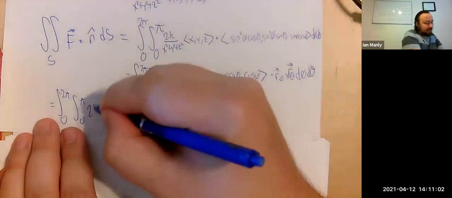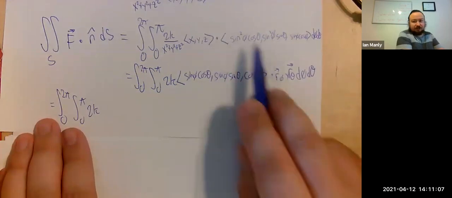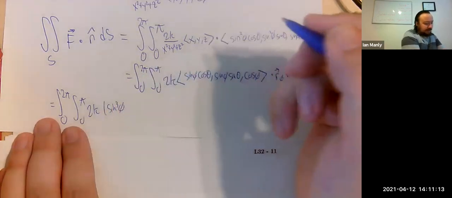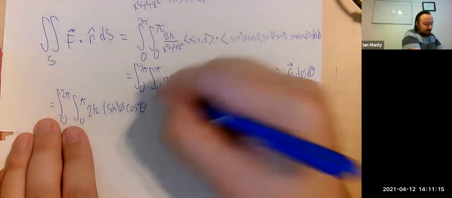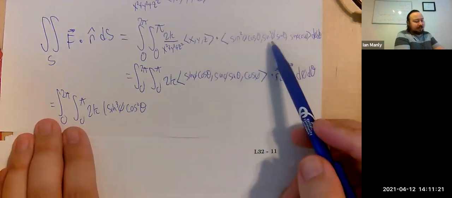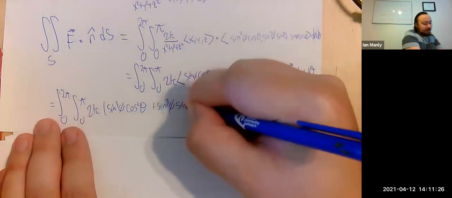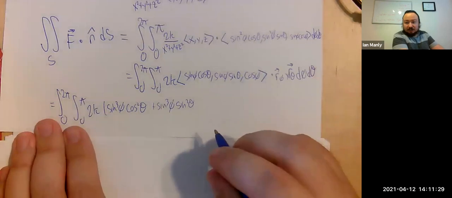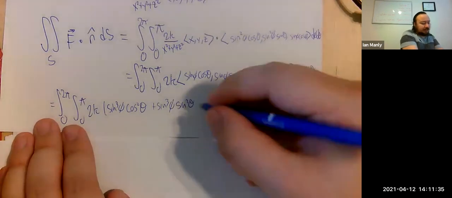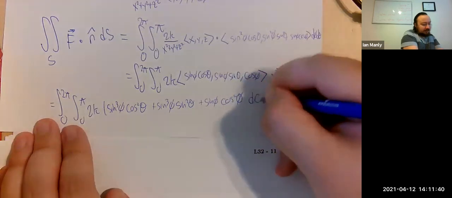So let's see, I have this 2k here, and then I have sine of phi cosine of theta dotted with this right here. Remember, this is the first component of that. So we have sine cubed of phi cosine squared of theta. That's this dot this. Then we have sine of phi sine of theta dot sine squared of phi sine of theta. So this is again going to produce a sine cubed of phi, and then we have sine squared of theta right here. And then finally, we have cosine of phi dotted with this. So this will just be plus sine of phi cosine squared of phi. And then we have d phi.